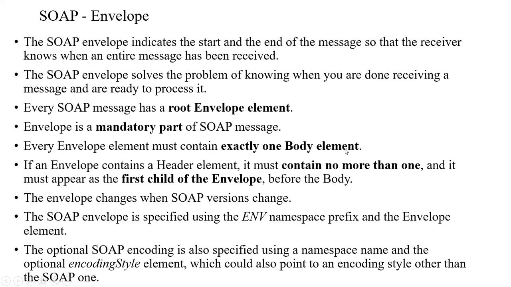And it has exactly one body element, and there are a number of headers we can use under the SOAP envelope. The header is the first child. So after starting the envelope code, there must be a SOAP header tag. The envelope changes when the SOAP version changes. As the SOAP version gets updated, the envelope also gets changed. SOAP envelope is specified using the env namespace. So we use the env namespace everywhere. The optional SOAP encoding is also specified using a namespace and names the optional encoding style. We can specify the encoding style as per our requirement.